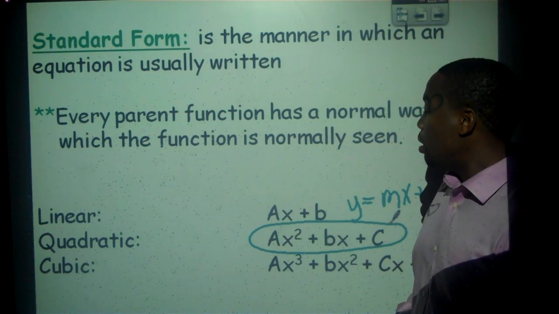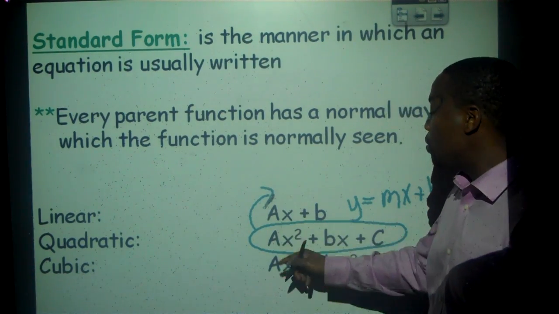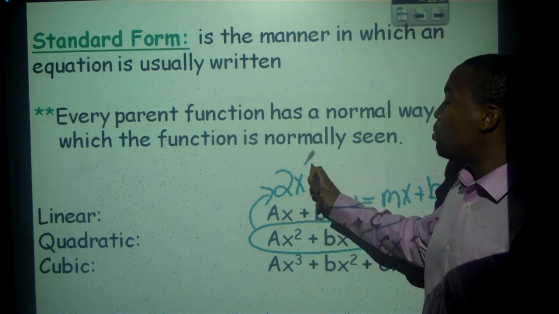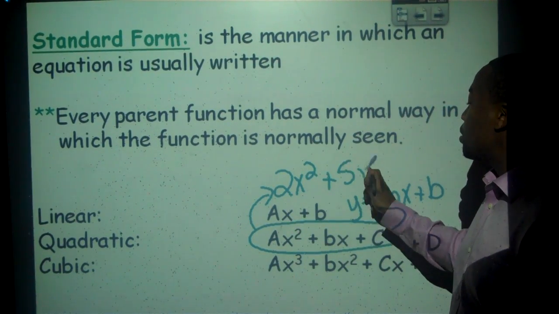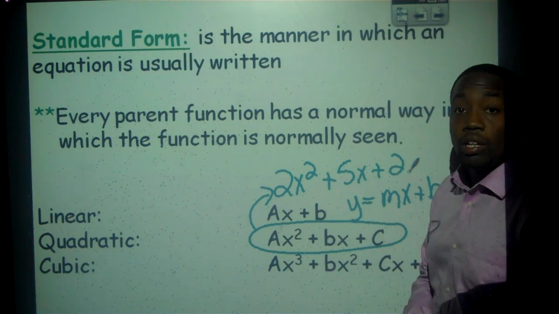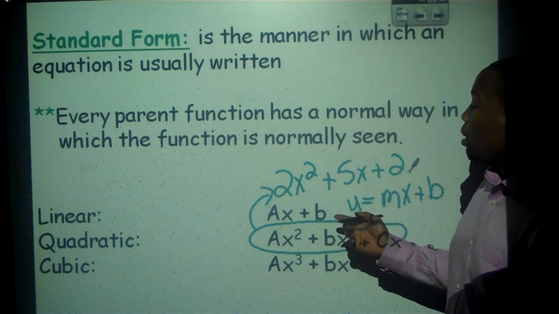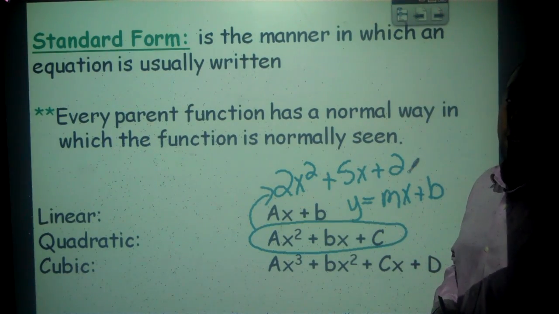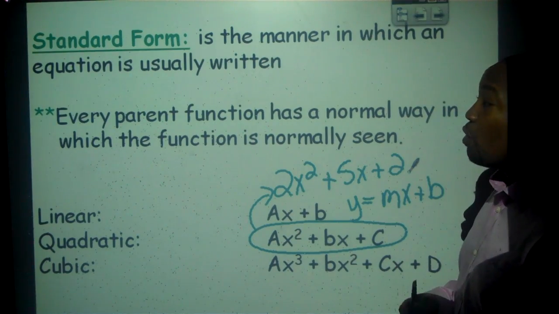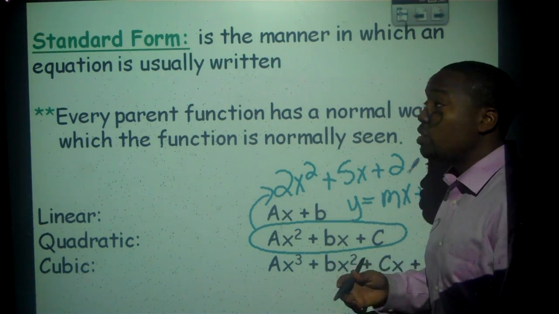Now, I know that it looks confusing with the a and the b and the c, but a good example would be 2x squared plus 5x plus 2. This is a good example of how a quadratic can be written in standard form. Now let's figure out how we have to work this so that we can go from standard form to vertex form.